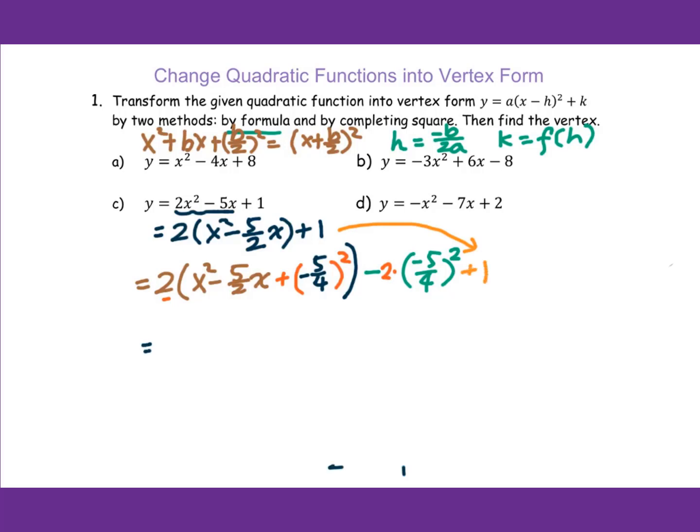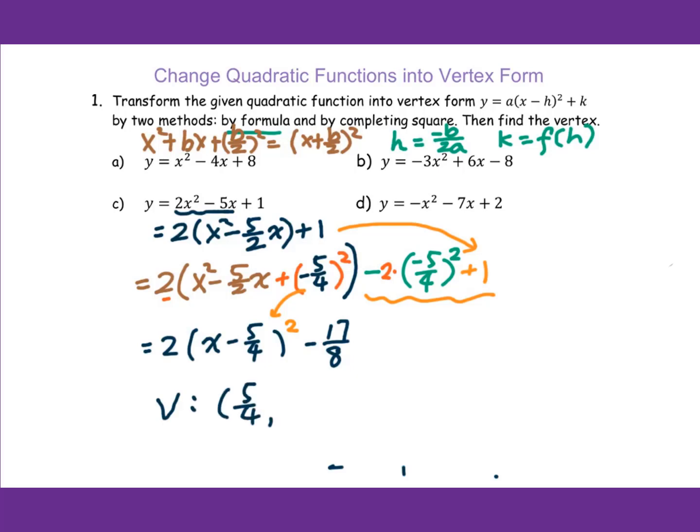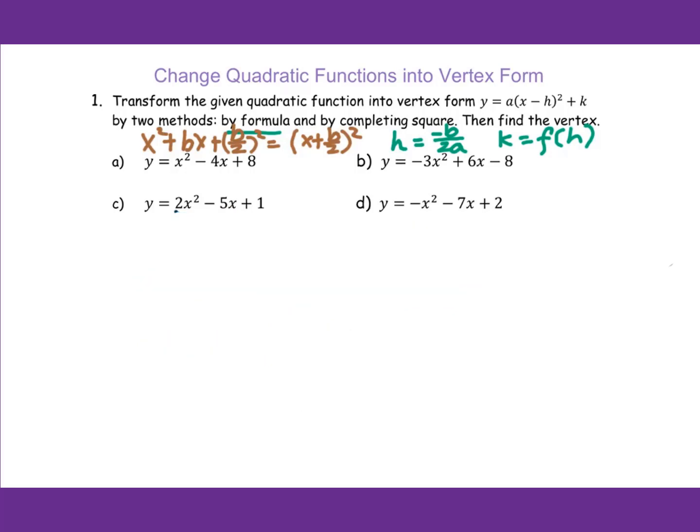Then you need to add this 1 here. So I will form completing square. I will get x minus 5 over 4 squared. Work this out. You will get negative 17 over 8. Therefore, for the vertex, it's 5 over 4 and negative 17 over 8. Now let's go to D.